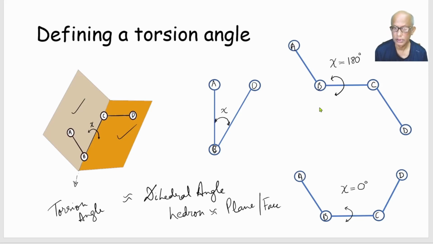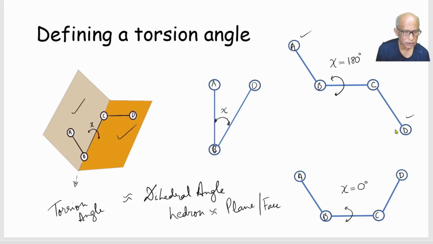Yes, indeed there is. So if I have 4 atoms all in one plane, and the atom A out here and the atom D are on opposite sides of the BC bond, in that case, we will call this angle 180 degrees. And if again all the 4 atoms are in the same plane and the atom A and the atom D are on the same side of the BC bond, then we will call that the torsion angle is 0 degrees.